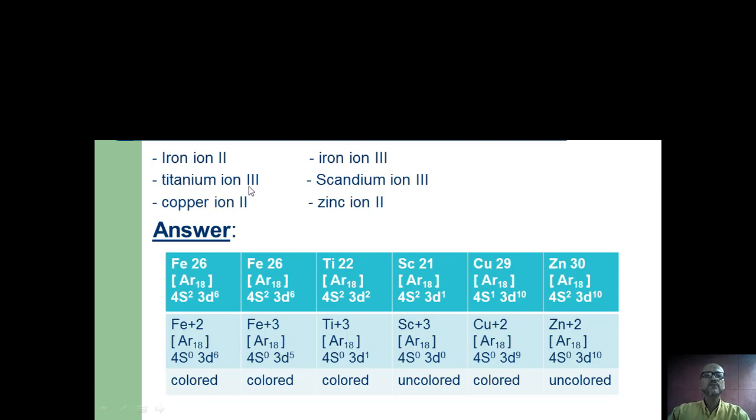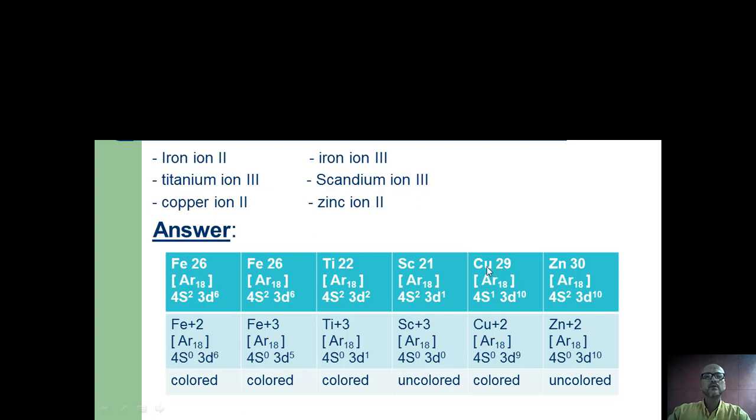Titanium ion 3. Titanium has 22 electrons. Configuration will be 4s2 3d2. After losing 3 electrons, it will be, excellent, 3d1. 1 means colored. Excellent. Why? Because it contains one unpaired electron. The next is scandium ion 3. Scandium: the atom before losing is 4s2 3d1, and the ion after losing 3 electrons will be 0s and 0d, so it will be uncolored.